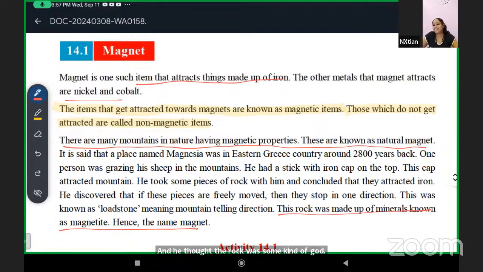Okay, so basically, it's just the rock or the mountain that has magnetic properties, due to which metals are getting attracted to it. And so this is known as lodestone, meaning mountain telling direction. If the pieces of rock move freely, then they will stop in one direction. This is why they called it lodestone.